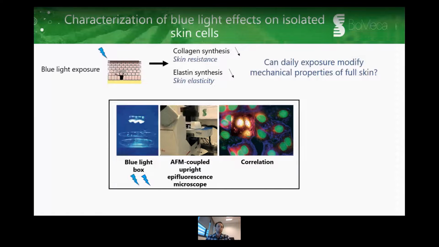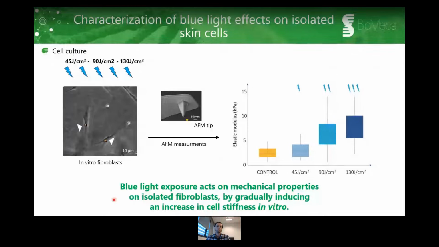Fibroblasts are cells present in the dermis and are responsible for the production of both collagen and elastin fibers. To determine if blue light could affect mechanical properties of isolated fibroblasts in vitro, we applied increased irradiation doses of blue light on in vitro fibroblasts, and we performed some AFM measurements to evaluate stiffness after exposure.